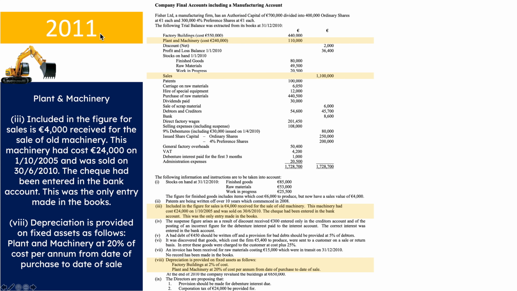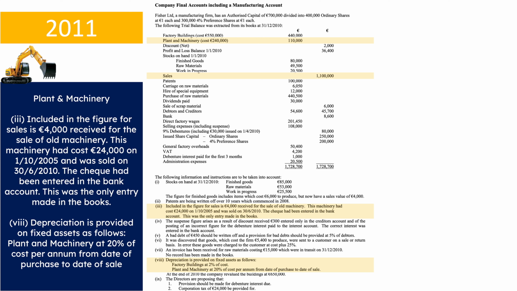Next, we're moving on to Fisher 2011. Again, here you can see that the plant and machinery depreciation and sale adjustment is split up into two. So number 3, first of all, included in the figure for sales is €4,000 received for the sale of old machinery. This machinery had cost €24,000 on the 1st of the 10th, 2005, and was sold on the 30th of the 6th, 2010. The cheque had been entered in the bank account. This was the only entry made in the books.